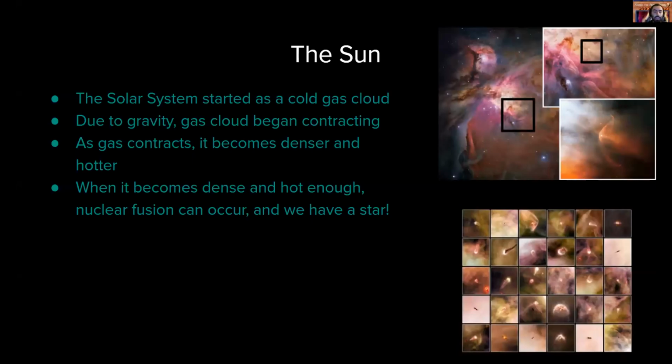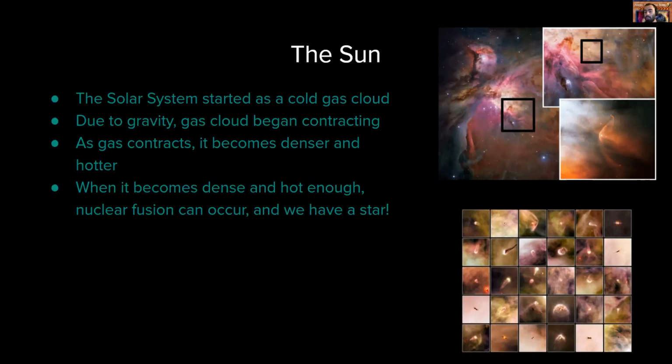Just to give context to everything, I'm going to give a super high level overview. The solar system originally started as a cold gas cloud, and the gas cloud began contracting due to gravity. As the gas contracted, it became denser and hotter, and eventually it became so dense and hot that nuclear fusion was able to occur. And that's how a star is made.